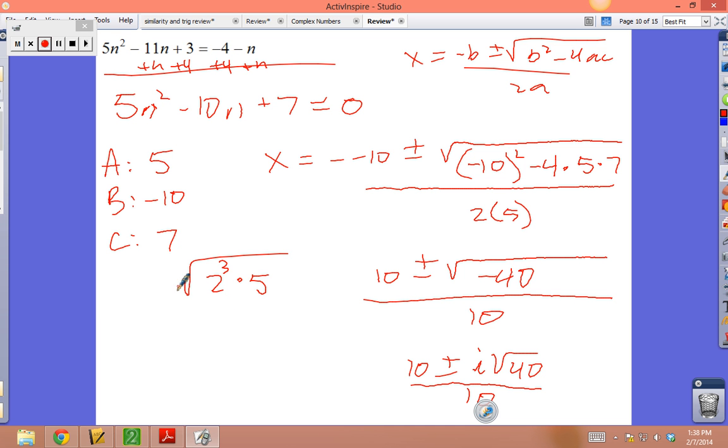One 2 comes out. This should change to 2 square roots of 10. 1 2 stays in, and a 2 times a 5 on the inside is going to be 10. So now you got 10 plus or minus 2 imaginaries times the square root of 10, all divided by 10.